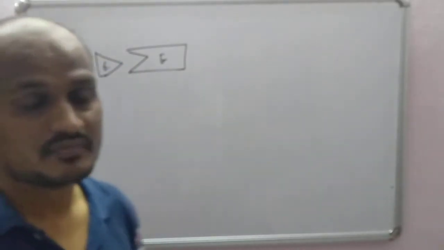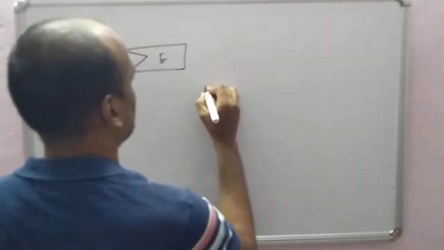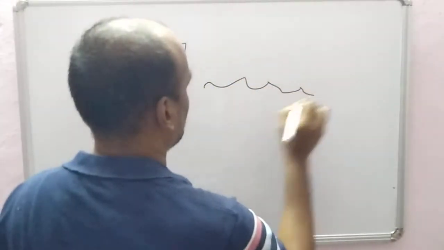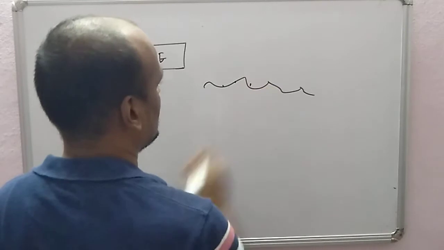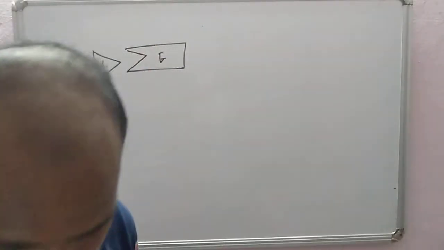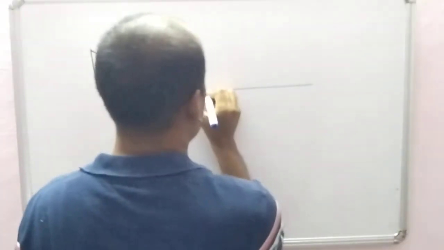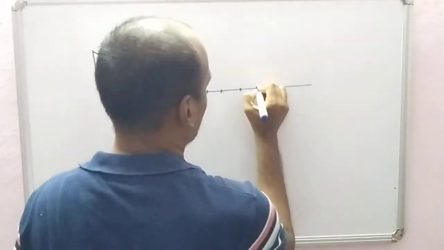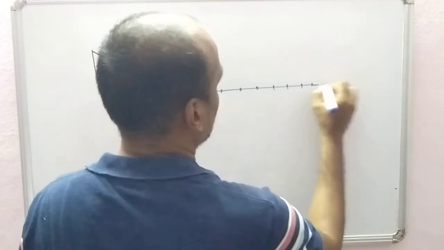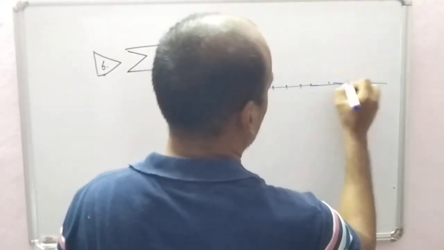So enzyme molecules are, most of the time, made up of protein. So this is our protein, for example. This is one amino acid, 2, 3, 4, 5, 6, 7, 8. Likewise, there are many amino acids.